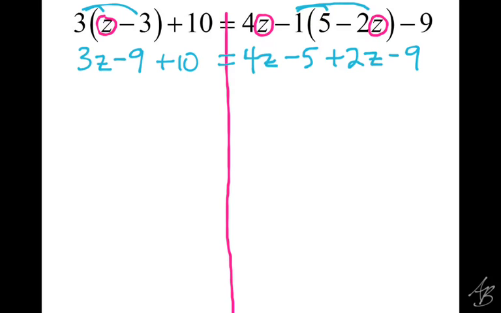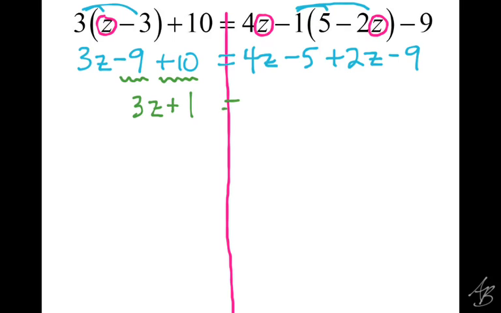Okay, so I have distributed. I still need to simplify though. How am I going to do that? Combine like terms. So on the left side, what like terms do we have? The negative 9 and the positive 10. When we combine those, what is negative 9 plus 10? 1. Positive or negative? Okay, so when we bring down that 3z, it's going to be 3z plus 1.